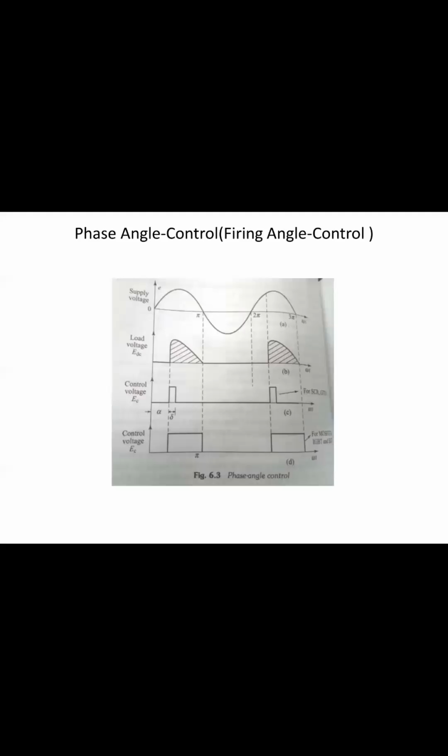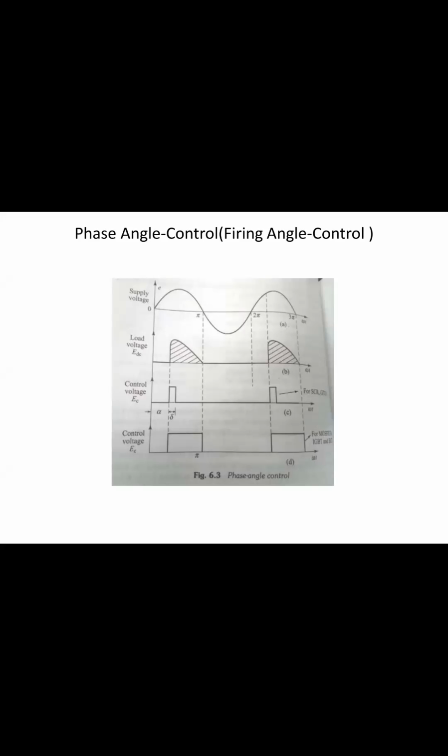Next we will move on to the phase angle control technique, which is also called firing angle control. You can see the circuit here, with the supply voltage. The supply voltage is an AC signal, so ES is equal to EM sin omega t. You can see the load voltage, the second part.